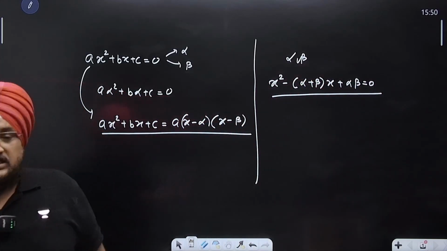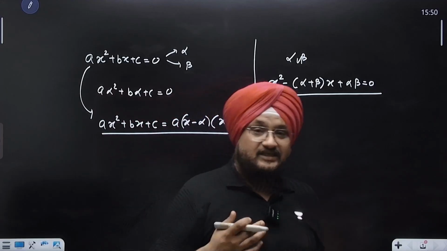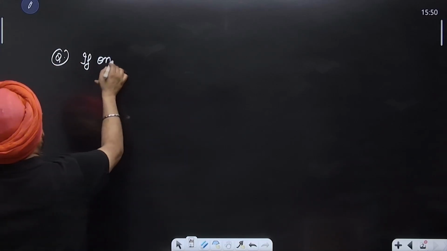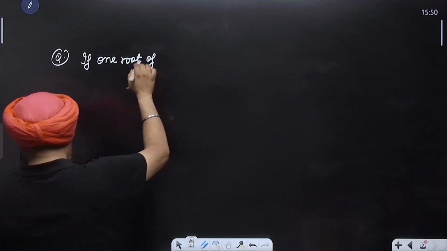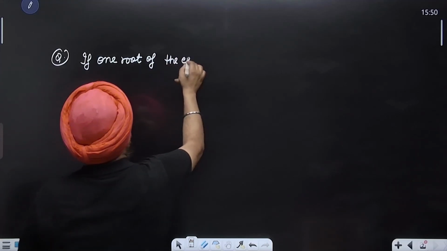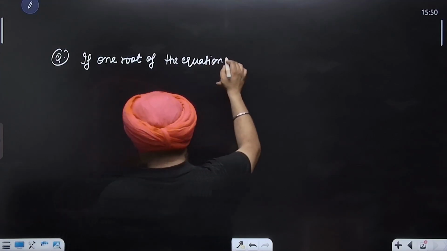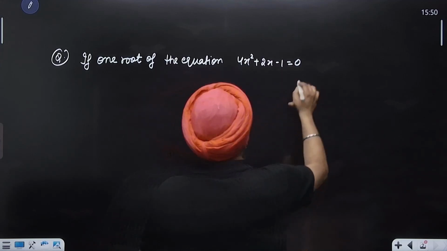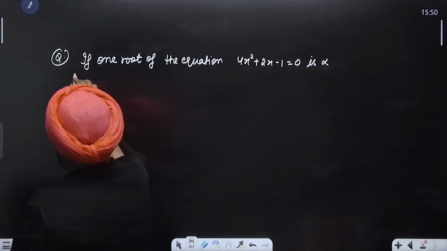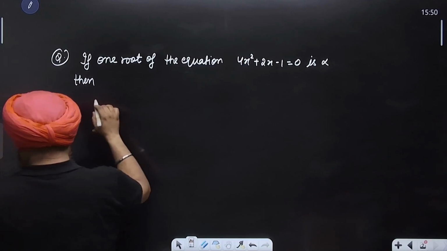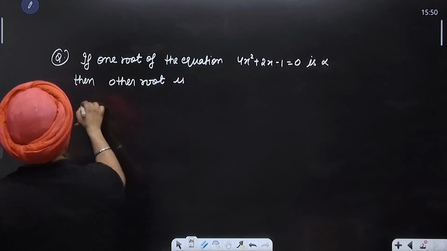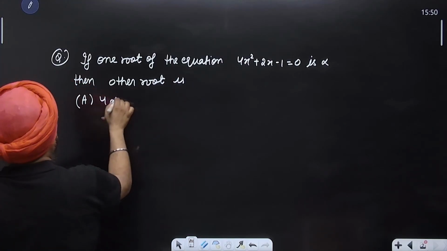So let's start. But before starting the next thing, we would like to take some questions. If one root of the equation 4x square plus 2x minus 1 equal to 0 is alpha, then the other root is, and we have been given 4 options.